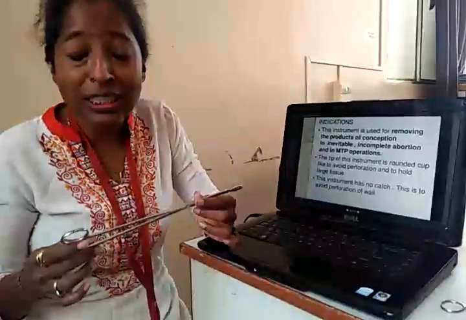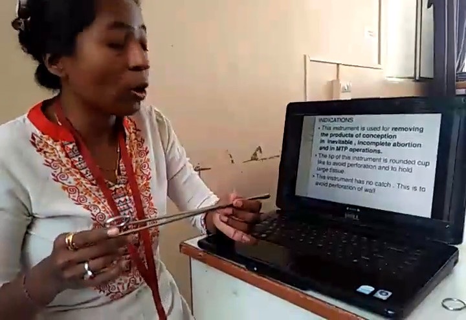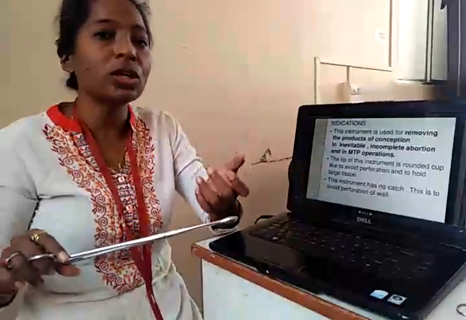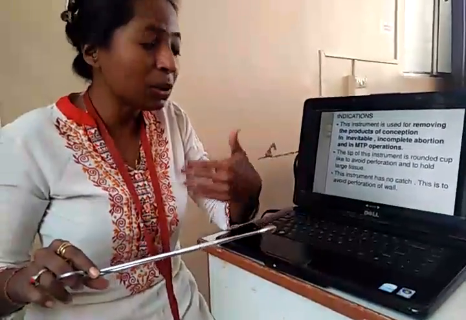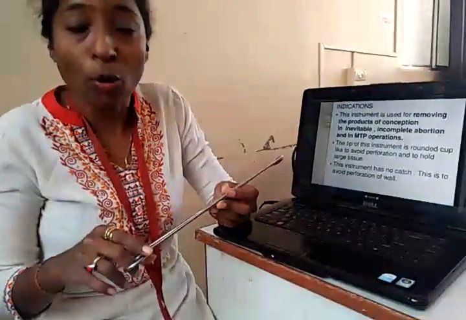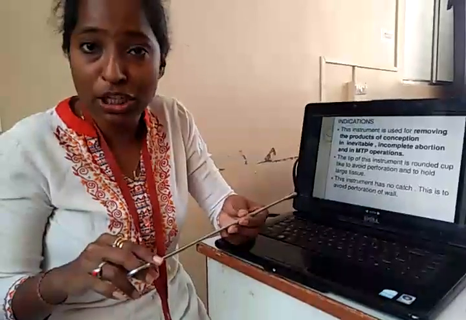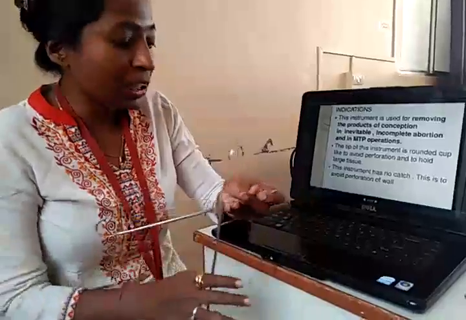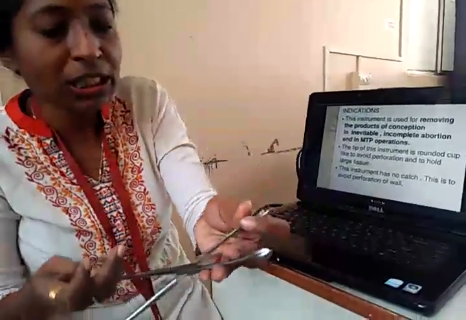So, this instrument is used for removing the products of conception in case of any missed abortion, incomplete abortion and MTP operations, MTP meaning medical termination of pregnancy. What is the tip of this instrument? It is rounded, cup like, just what we see in this diagram.